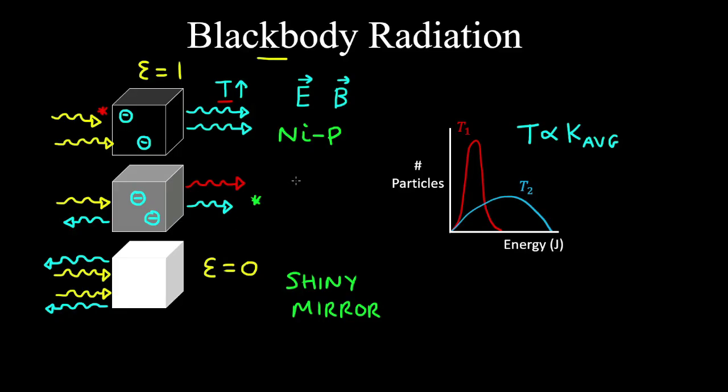So an example is a human being which has an emissivity of 0.97. So note that some of the electromagnetic radiation that's absorbed is going to be emitted for a human body to maintain its temperature and not increase indefinitely.